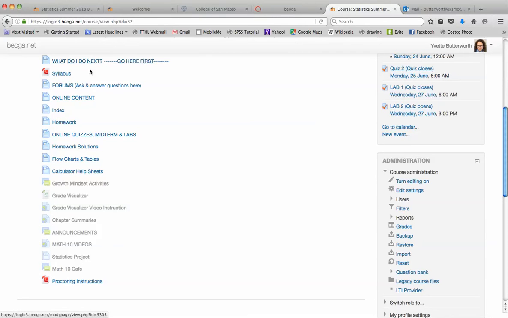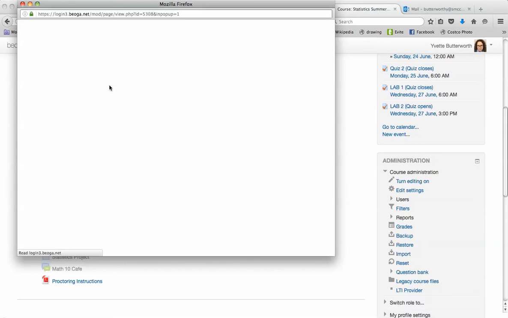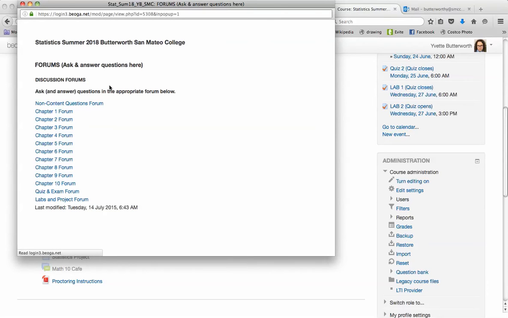What do I do next? The syllabus is the same syllabus that's in Canvas. The forums, the online content, the online quizzes and midterms, etc. Those things are kind of the important things. Homework and indexes. Okay, so let's go take a look at the forums. If I click on the forums, you're going to get a pop-up window for the forums. If you have pop-ups blocked, make sure you get that unblocked for this content.